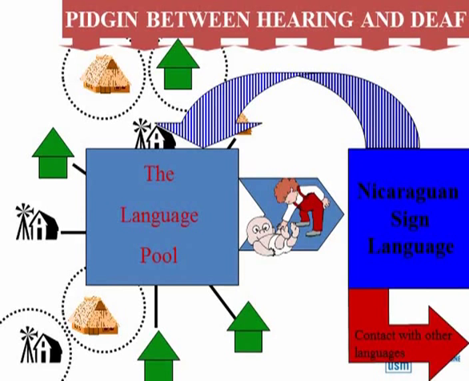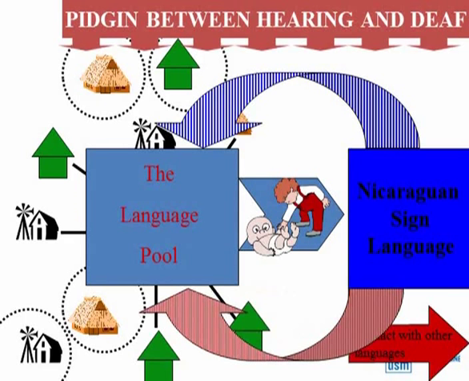Once you have a language, it's funny how if you don't have a language, nobody cares about contact. But when you have a language, you suddenly start contacting with other languages. You start to get borrowing from other languages into Nicaraguan Sign Language. So the nature of that pool is a very transient, short period of time in which we could see no language in there, and then the language coming in before the language started to interact as it normally would with other languages.